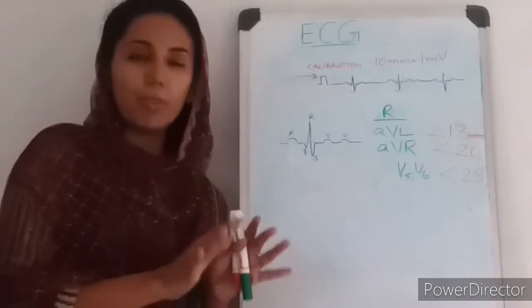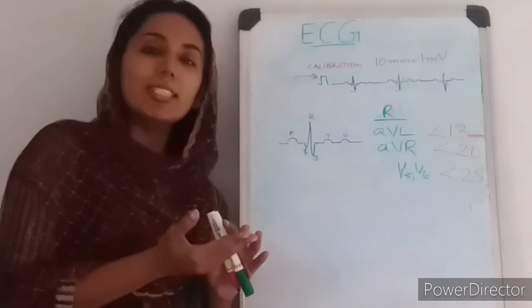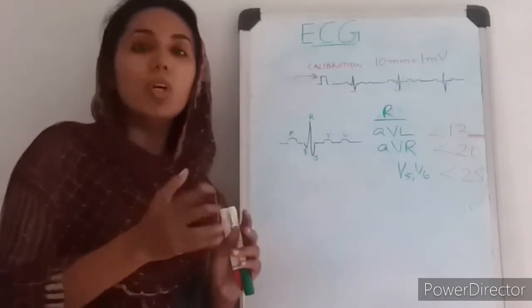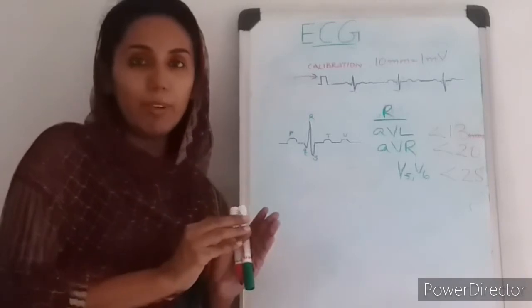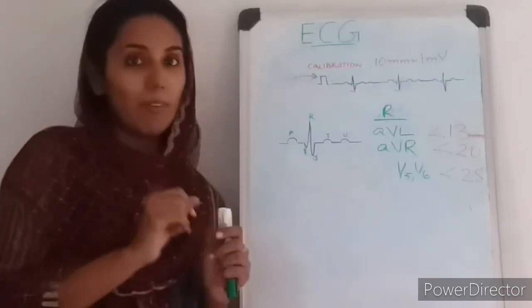That is a normal finding, okay? R wave progression. That means R is small in V1, V2, and becomes taller as the leads move from V1 to V6. That means small in V1, V2 and tall in V5 and V6. That is called R wave progression.